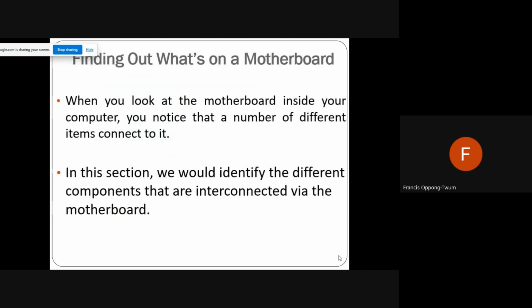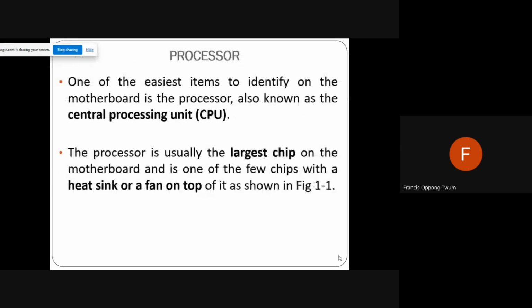So we are going to take the activity for the day. One, we talk of the motherboard. When you look at the motherboard inside your computer, you will notice a number of different items that are connected to it. So in this session, what are we going to do? We will identify the different components that are interconnected through the motherboard. So one of the components that is connected to the motherboard is what?